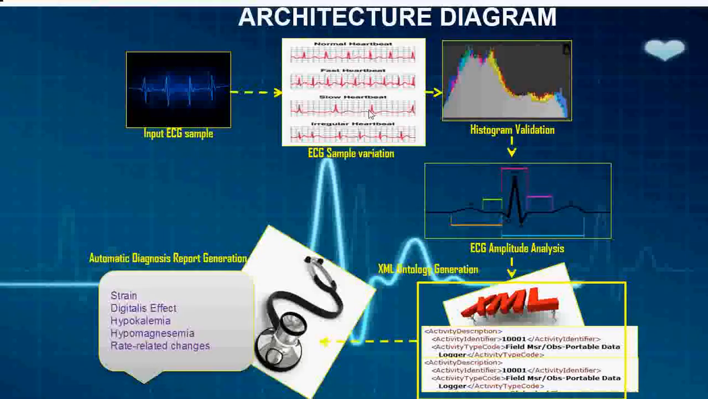After that, the histogram validation is performed. This histogram is a graphical representation of tonal distributions in a digital image. It plots the number of pixels. It analyzes the input data, which will be validated against the condition. Then the ECG amplitude analysis. Grayscale conversion is used, and after the grayscale conversion, the ECG amplitude analysis will be performed.